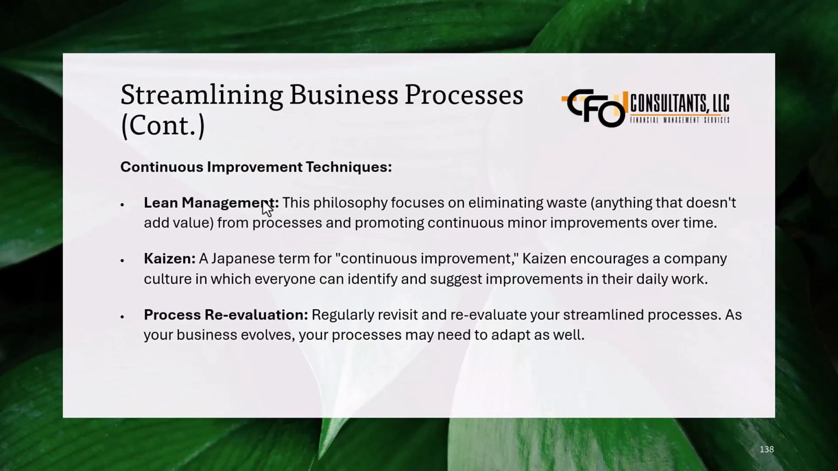There's lean management, that's the first one, and this philosophy focuses on eliminating waste, anything that doesn't add value from processes, and promoting continuous minor improvements over time. There's Kaizen, and this is a Japanese term for continuous improvement. Kaizen encourages a company culture in which everyone can identify and suggest improvements in their daily work. And then there's process reevaluation. That's where you regularly visit and revisit and reevaluate your streamlined processes. As your business evolves, your processes may need to adapt as well.